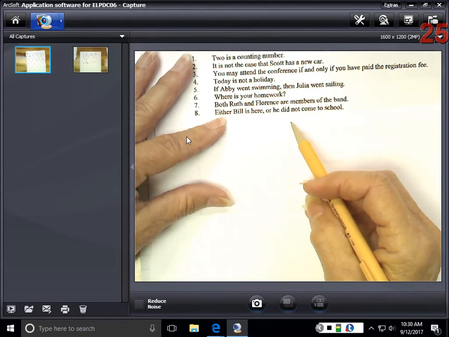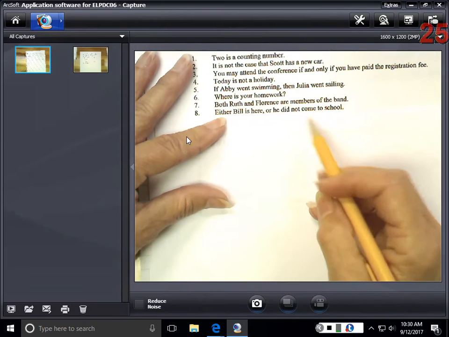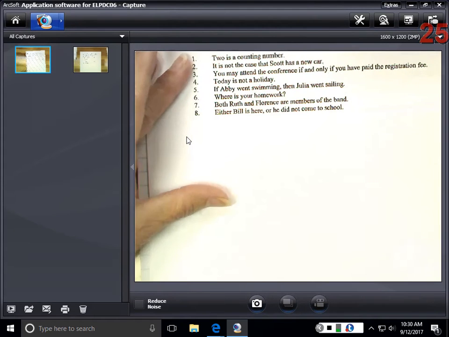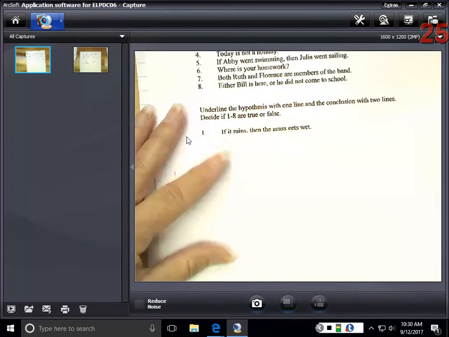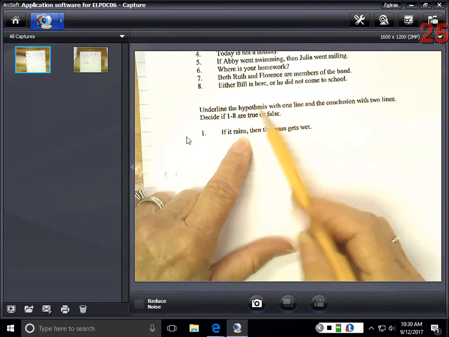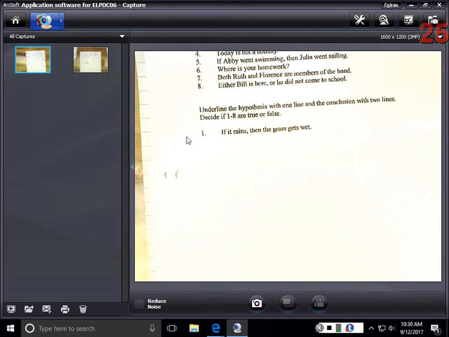Contingent? Disjunction. And it's got one other thing in it. This one has three things: a not, so it's a negation also. So that one had three things. Now, the next part, we have to underline the hypothesis with one line and the conclusion with two lines and decide if it's true or false, if you can.